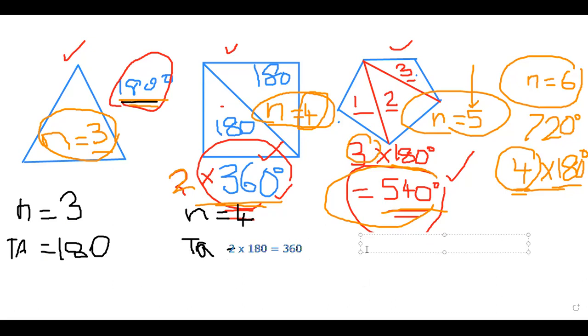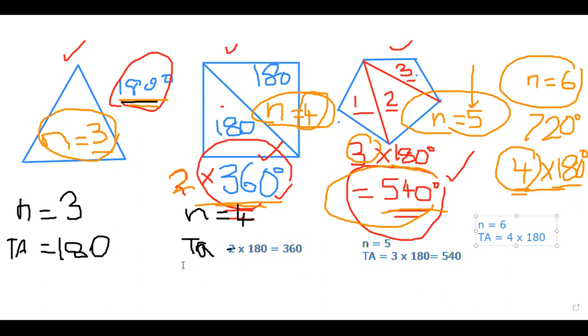When your n is 5 here, your total angle is 3 times 180 degrees, and that gives you 540. When your n is, look at the last example, when your n is equivalent to 6 sides, your total angle inside is equivalent to 4 times 180 degrees.